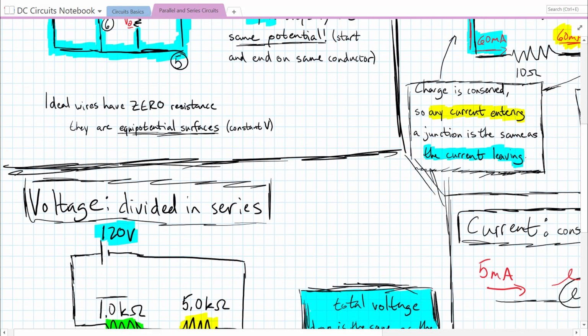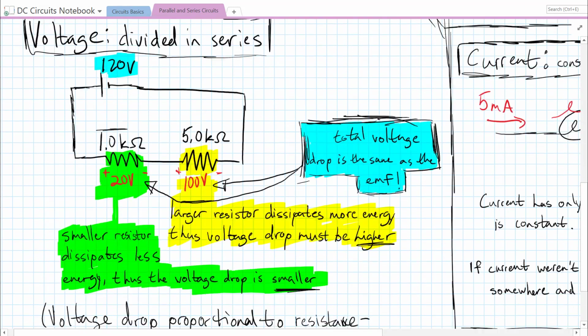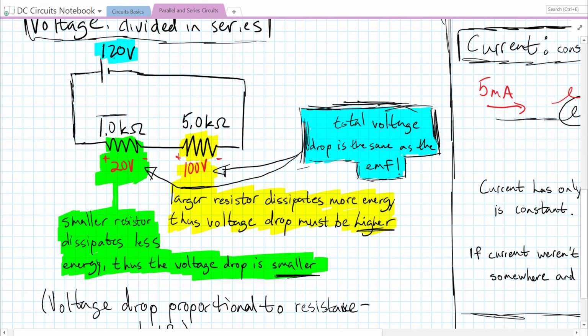In series, voltage is divided. Well, we know that the total voltage has to be constant in parallel. That means if we have 120 volts here, we lift up 120 volts. It has to fall back down to 0 volts by the time it gets to the bottom. Otherwise, we would have two different numbers for the potential on this bottom wire. So that means each time we cross one of these resistors, we're going to go down to a lower potential.